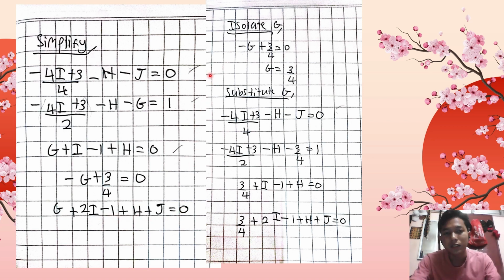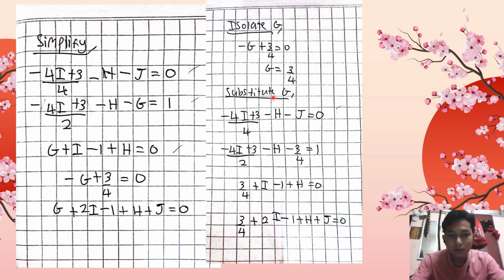As we can notice here, the unknowns and the equations are now getting fewer. Therefore, we can solve it later on. Now we can isolate g. Therefore, we get negative g plus 3 over 4 equal to 0, so g equal to 3 over 4. Then substitute g into all of the equations we have left.